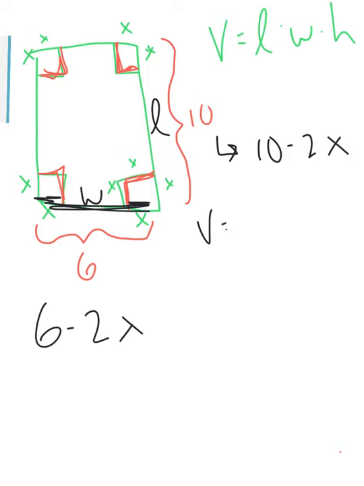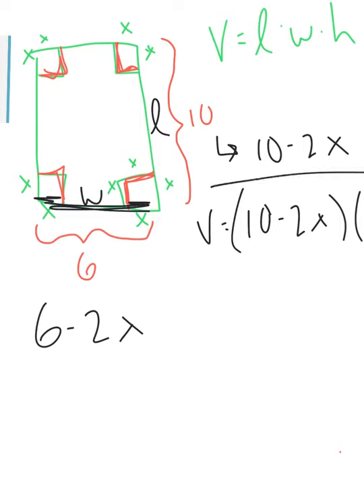If my volume formula is length times width times height, my length here is 10 minus 2x. My width here is 6 minus 2x. And if we're going to fold the corners up, the height of my actual tray would just be x, because that's what's being folded up. All I have to do now is take this function. If you want to multiply everything together, you can, but that's a waste of time, because you can literally plug this right into your calculator, go into your y equals, plug this equation in, and then graph it.